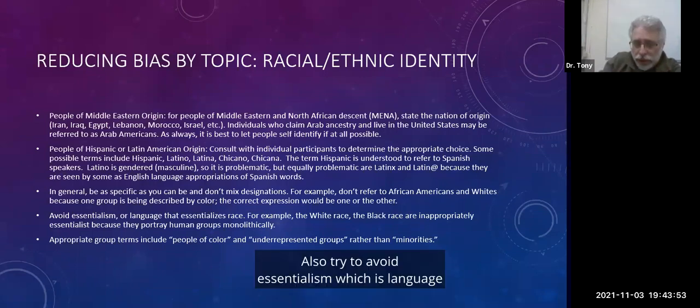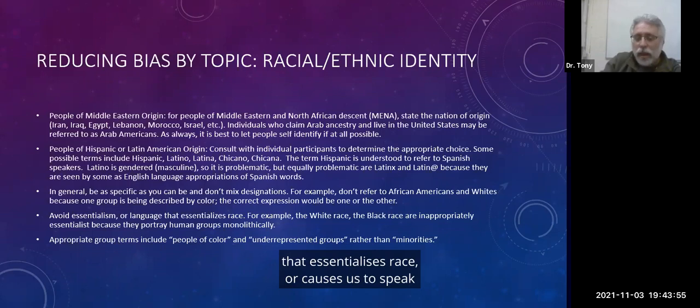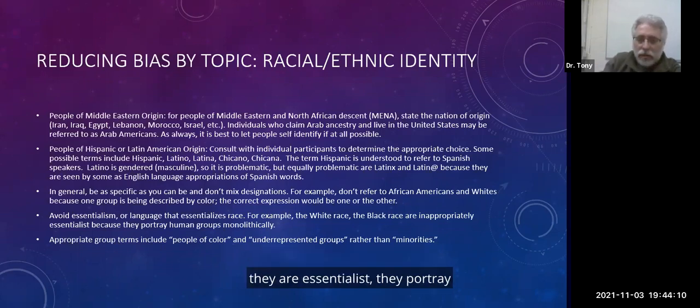Also, try to avoid essentialism, which is language that essentializes race or causes us to speak about race and ethnicity in monolithic ways. So avoid things like the white race, the black race. They are essentialist. They portray human groups monolithically.